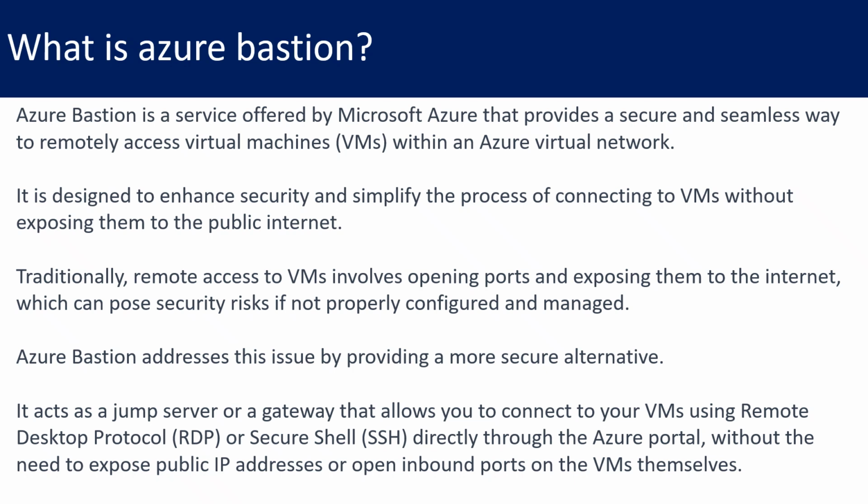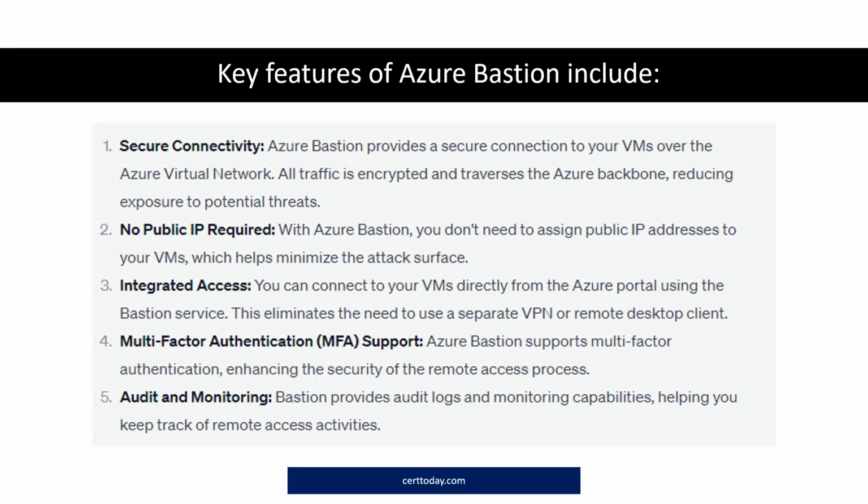It acts as a jump server or a gateway that allows you to connect to your VMs using remote desktop protocol or the secure shell SSH directly through the Azure portal without the need to expose public IP addresses or open inbound ports on the VMs themselves. Key features of Azure Bastion include 1. Secure connectivity, 2. No public IP required, 3. Integrated access, 4. Multi-factor authentication support, and 5. Audit and monitoring.